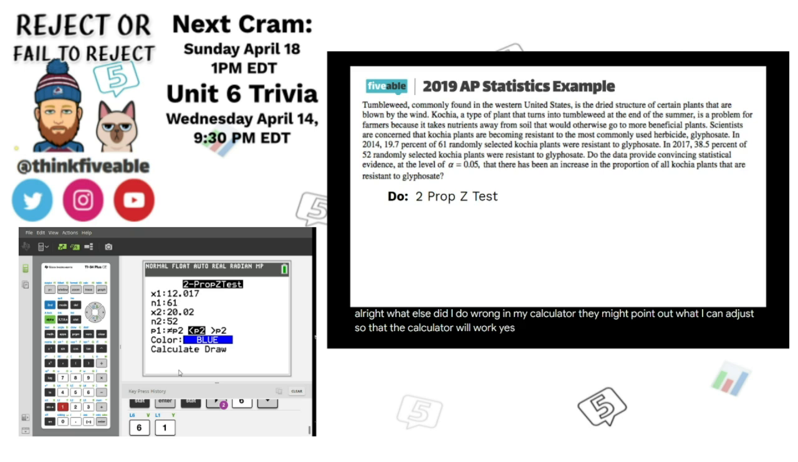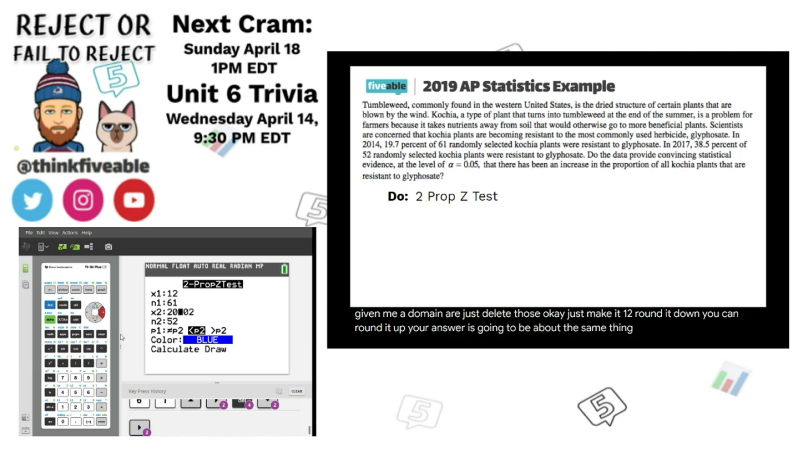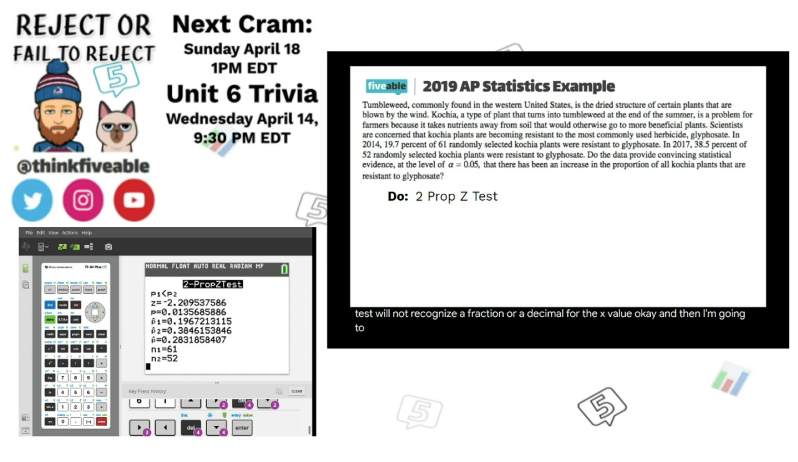Yes, not a whole x number. So those 12.017, all right, it's giving me a domain error. Just delete those, okay? Just make it 12. Round it down. You can round it up. Your answer is going to be about the same thing. All right, the test will not recognize a fraction or a decimal for the x value, okay? And then I'm going to hit calculate, and I get my z-score, negative 2.2, my p-value of 0.0135.